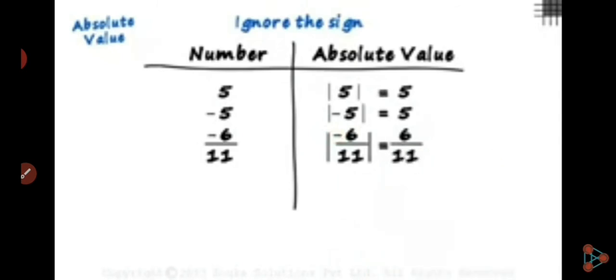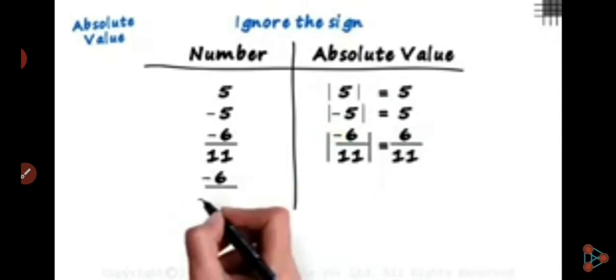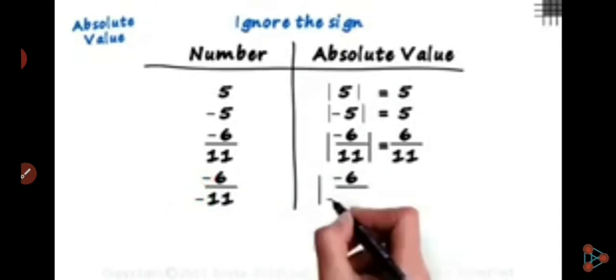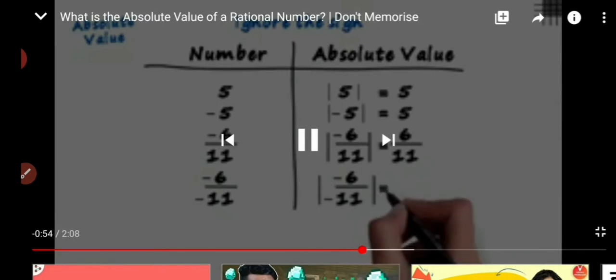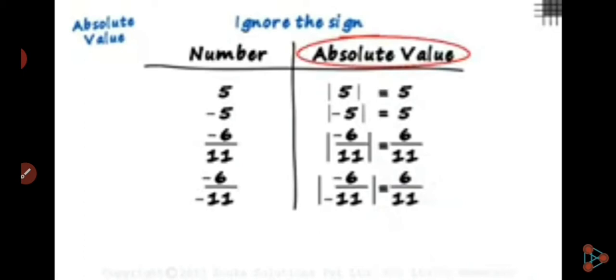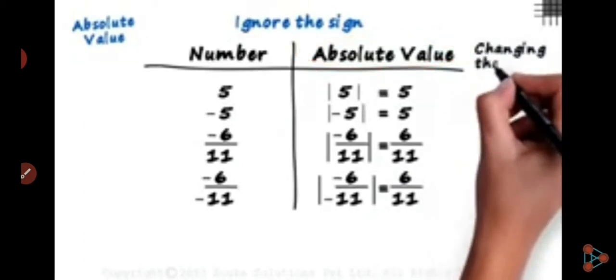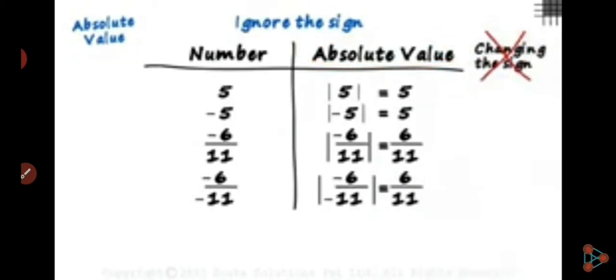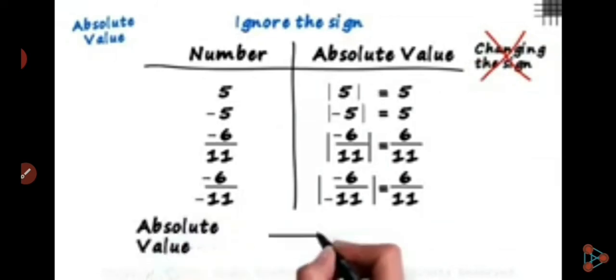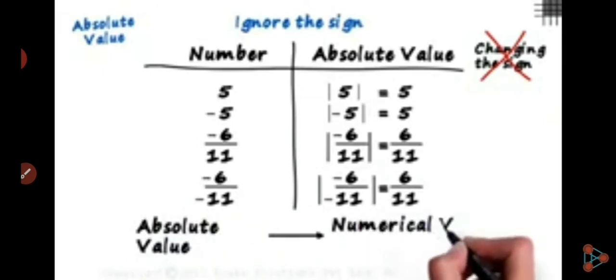And what will be the absolute value of minus 6 by minus 11? Simple, we just ignore the signs. The absolute value of minus 6 by minus 11 is equal to 6 by 11. Many students think absolute value is changing the sign. But that's incorrect. We're just ignoring the sign. There is another way in which you can look at the absolute value. The absolute value will be the numerical value of the number without its sign.